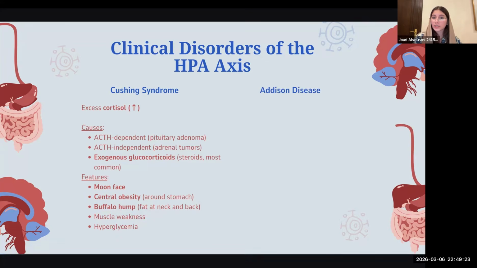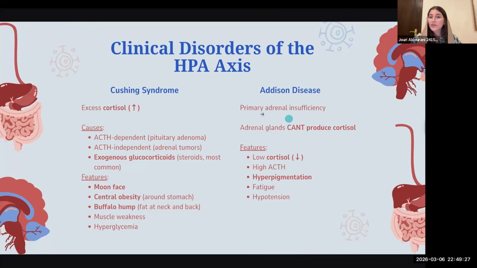The other important clinical disorder is Addison's disease, which we talked about briefly now. This is when we have adrenal insufficiency. So it's a problem with the adrenal glands, okay? The adrenal glands are unable to produce cortisol.